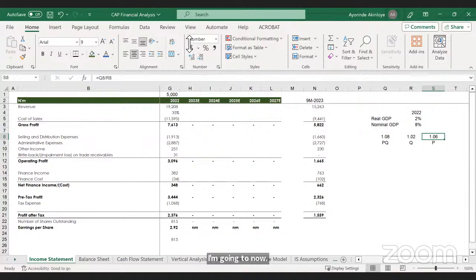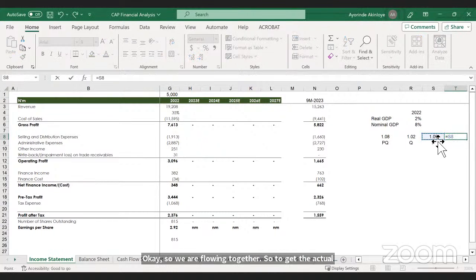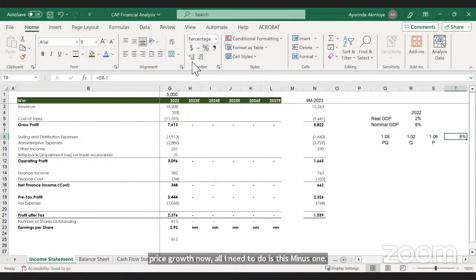Okay, so we are flowing together. To get the actual price growth now, all I need to do is this minus 1, and then you convert this to a percentage. So for price growth, I just use 2% and 8% as an example.